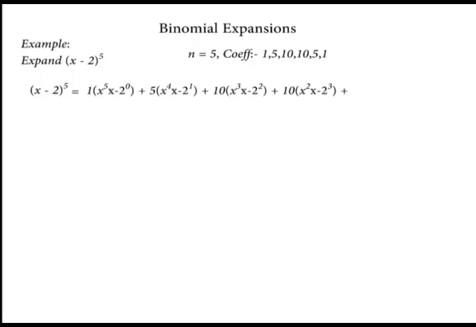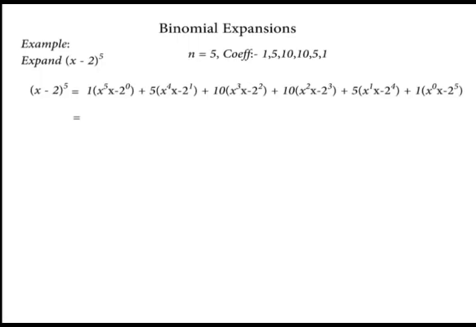In the fifth term, coefficient is 5 times x raised to power 1 times (-2) raised to the power of 4. In the last term, coefficient is 1, x is raised to power 0, and (-2) is now raised to power 5.